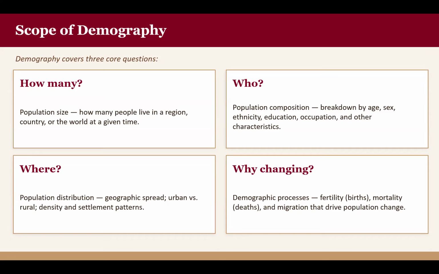Demography mainly covers the questions of how many: the population size, how many people live in a region, country, or the world at a given time. Who? What is the population composition, broken down by age, sex, ethnicity, education, occupation, and other characteristics. Where? Population distribution, geographic spread, urban versus rural, density, and settlement patterns. And finally, why is it changing? Demographic processes, fertility or births, mortality or deaths, and migration drive the population change.